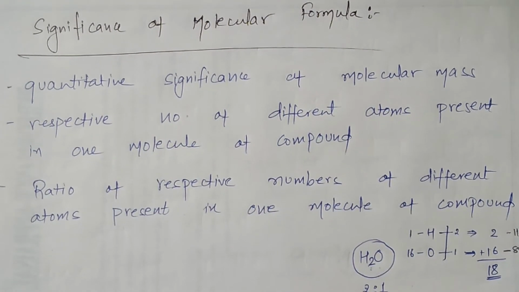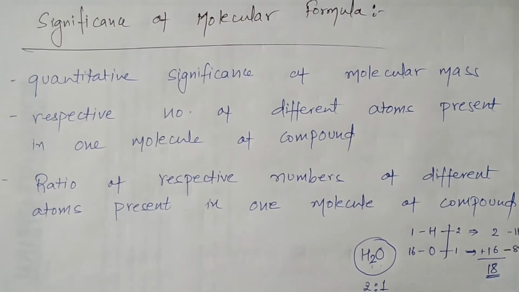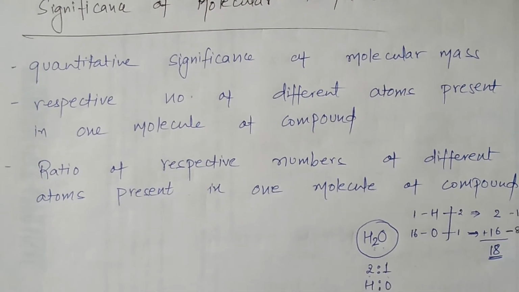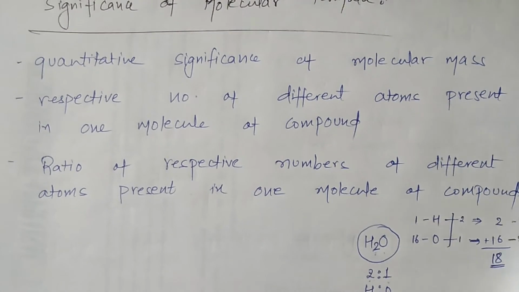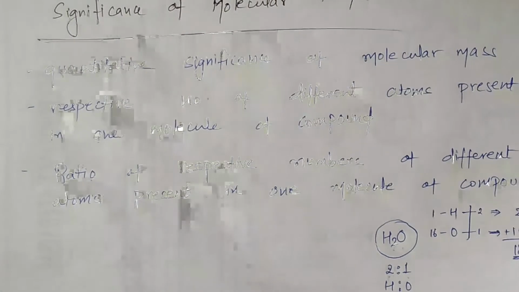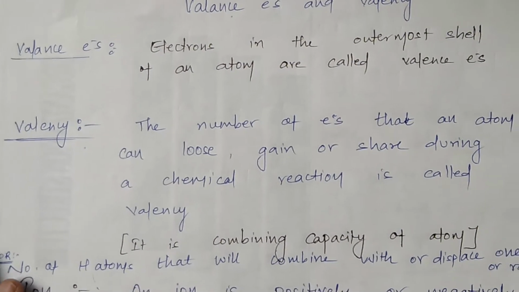Fine. It also gives me the respective number of different atoms present in one molecule of a compound. The ratio of the respective numbers of different atoms. See, H2O is there. So for hydrogen, there are 2 atoms, and oxygen 1 atom. What is the ratio of hydrogen to oxygen? 2:1. Alright. Fine.